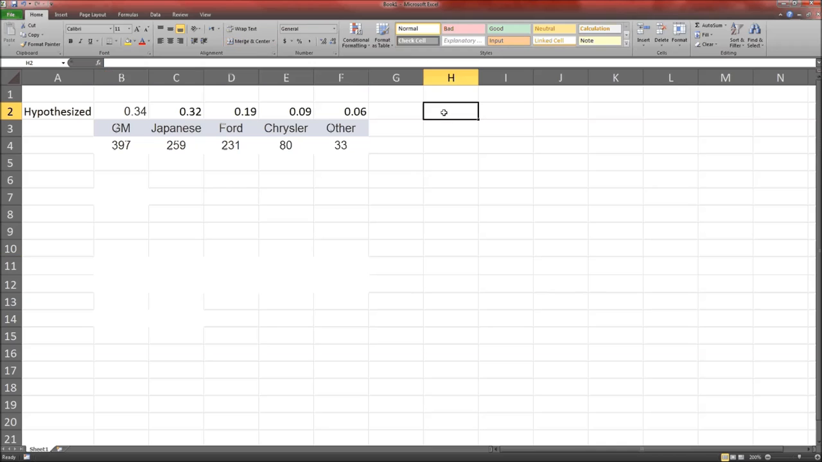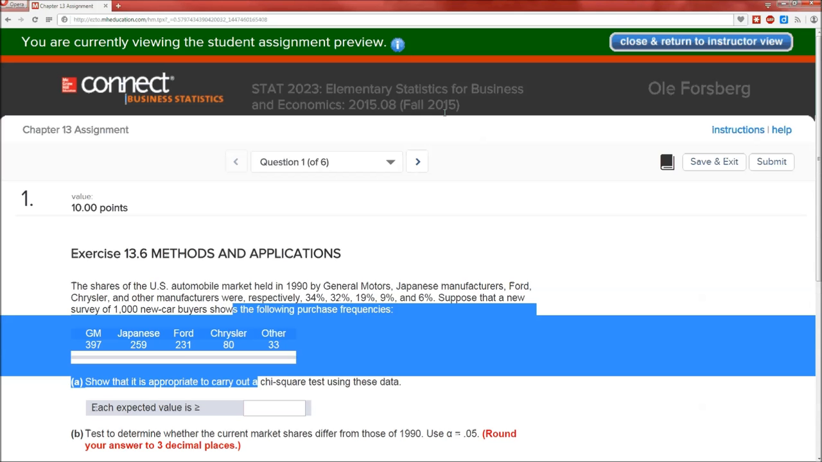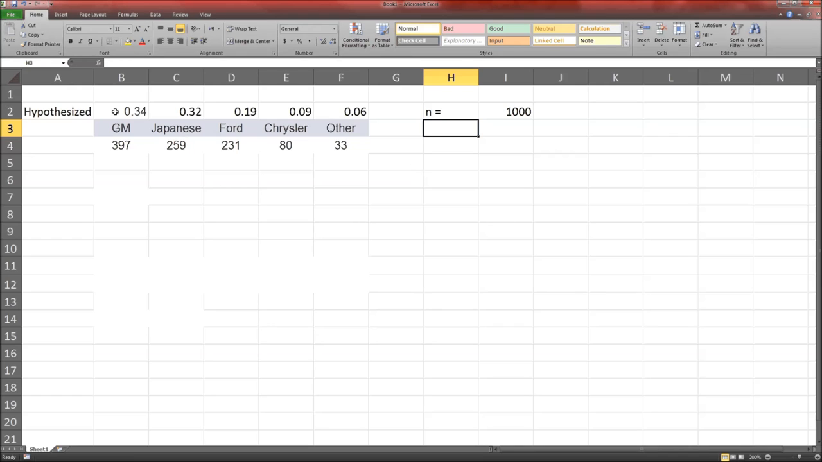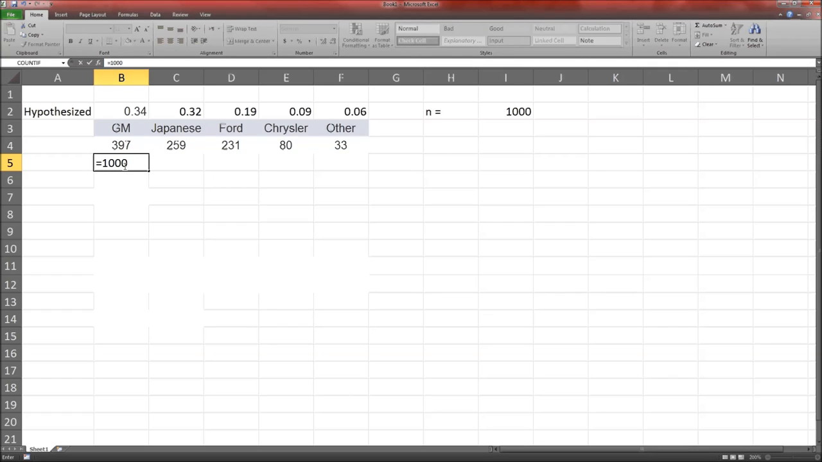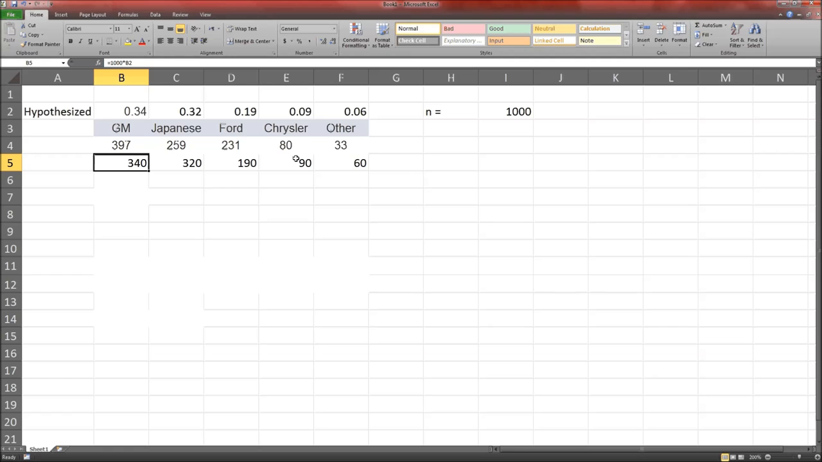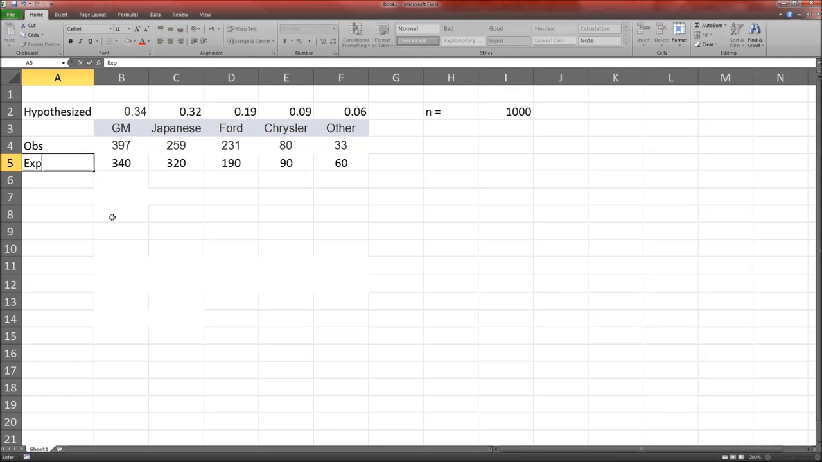Now remember, n equals 1,000, because it's a 1,000 new car buyer survey. So this is the hypothesized percentages, not the hypothesized counts. We should always use hypothesized counts. So this is going to be equal to the sample size of 1,000 times our hypothesized percentage, 340. And we can just copy that formula to the left. Let's make everything centered. There we go. So this is observed. This is expected.